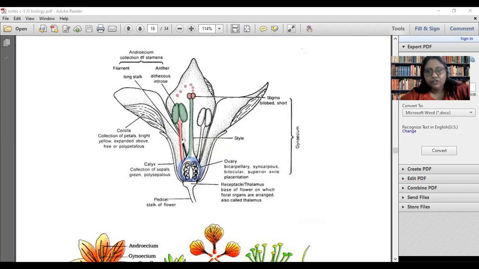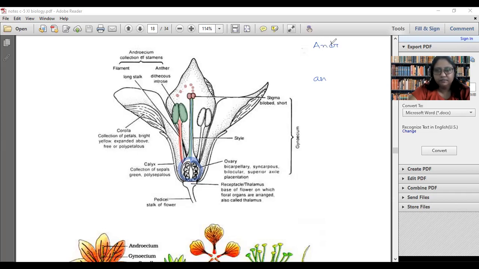Okay. So, once the male gametes, which are present inside the pollen grain, are deposited on the stigma, they need to travel this whole path from the stigma to the ovary. Inside the ovary there is an ovule. Inside the ovule there is the female gamete. So you need to remember a few things.